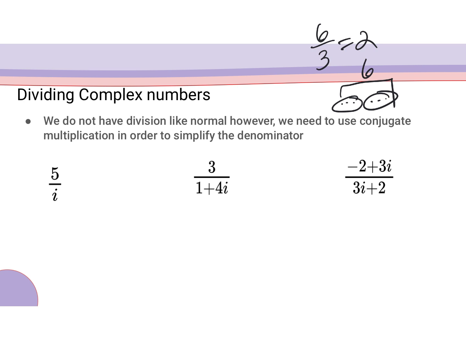But I can't do that when I have something like 5 over i, and it doesn't quite work because one's a real number and one's an imaginary number, so you can't really split them into groups. But we use something called the conjugate. And our conjugate is a really easy process to find.